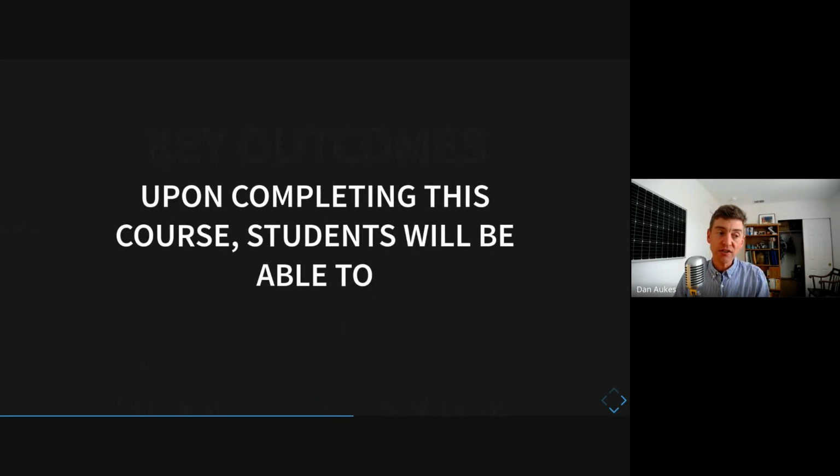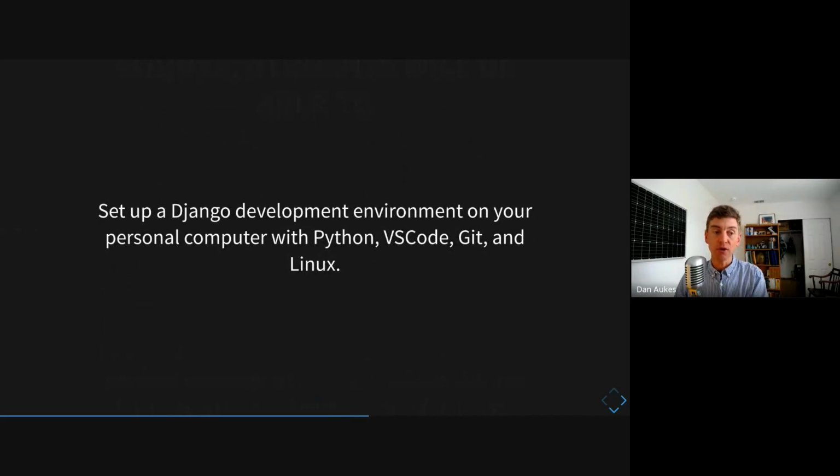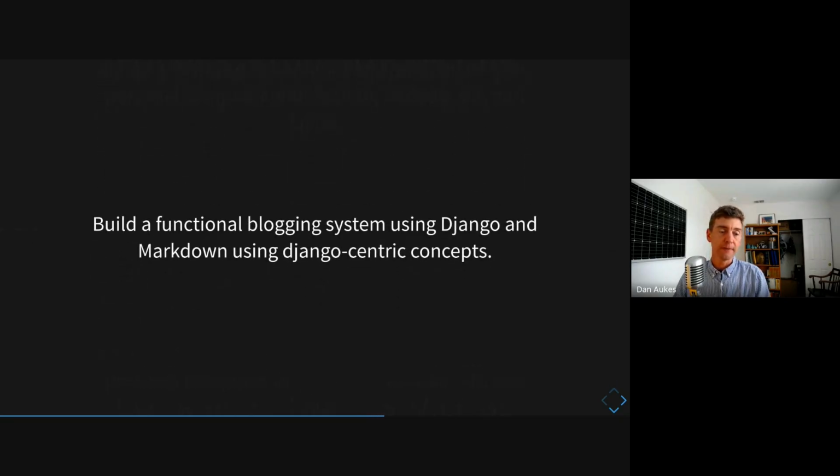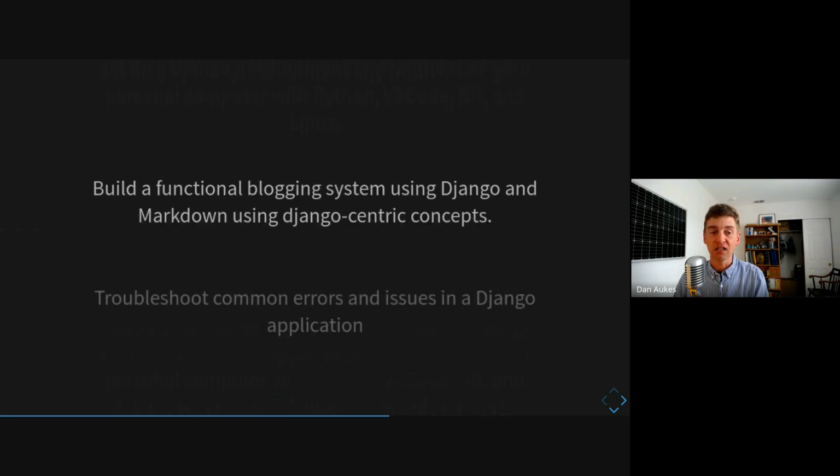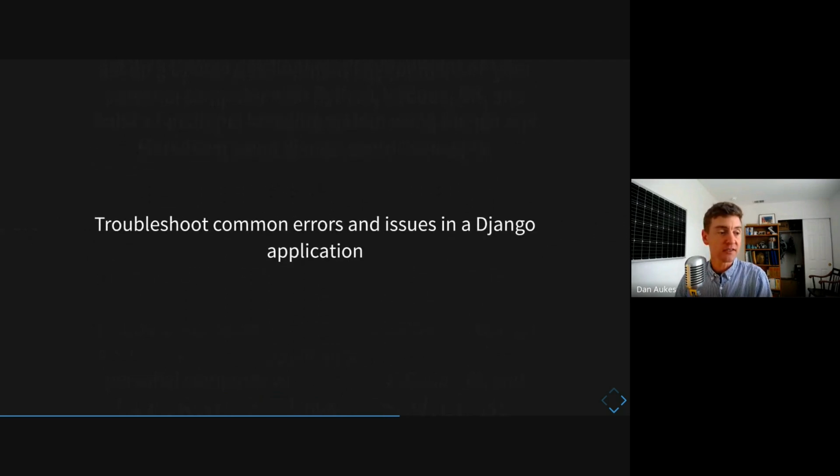So at the end of the course, I think you'll be able to set up your own Django development environment on your own using Python, VS Code, which is a coding environment that we'll be using, Git, and Linux. And we will talk about some of these things. You'll be able to build a blog for your own website using these Django and Markdown concepts, the benefits that I think, the reason I'm doing this.